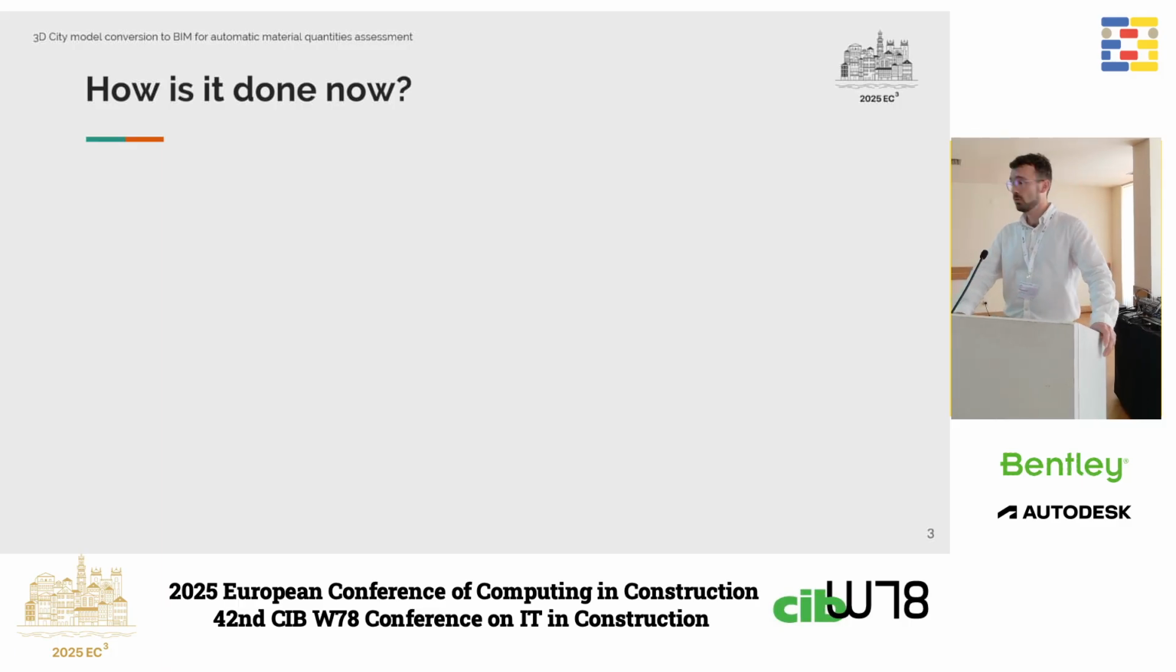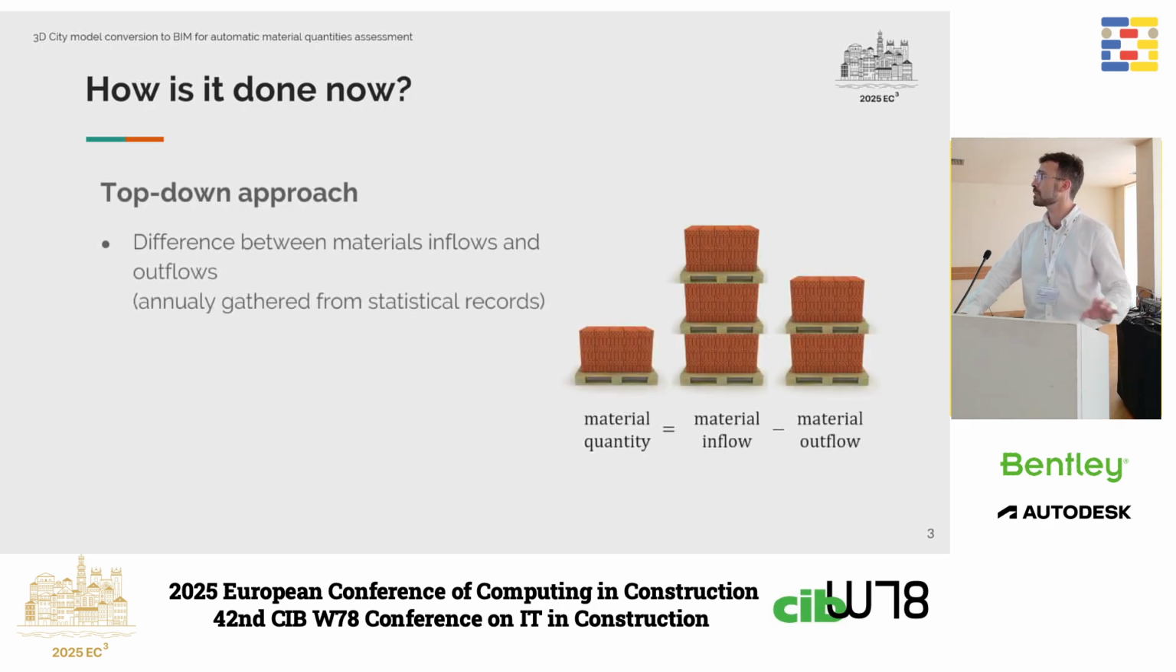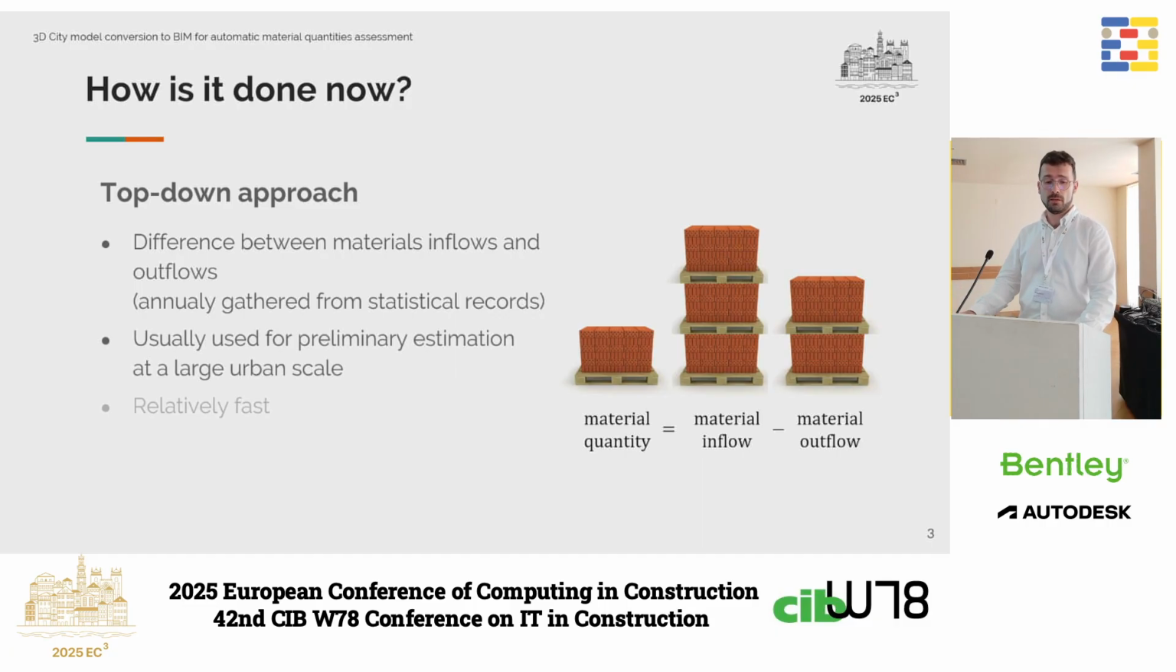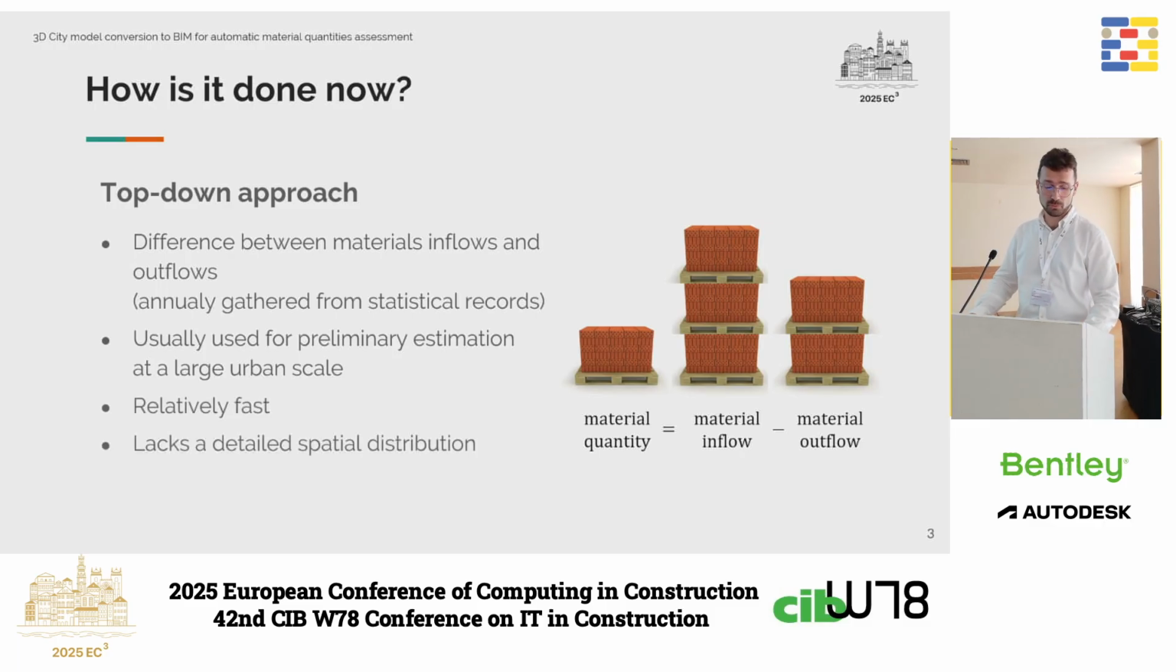So how could one assess the quantities of materials currently? There is a top-down approach, which is basically calculating differences between material inflows and outflows. It is relatively fast, but it lacks a detailed spatial distribution, which makes it difficult to plan and forecast reuse and recycle.